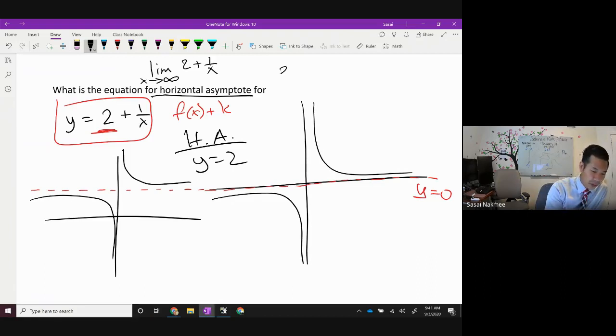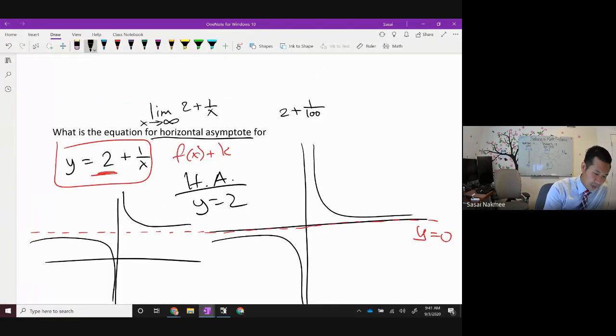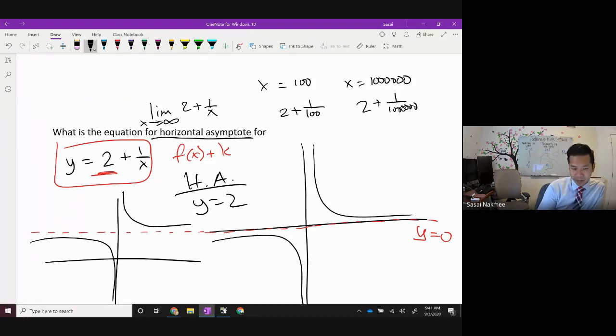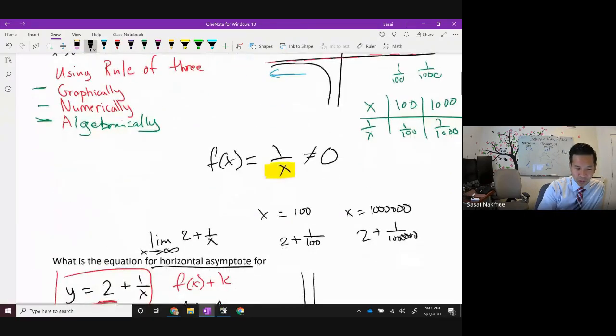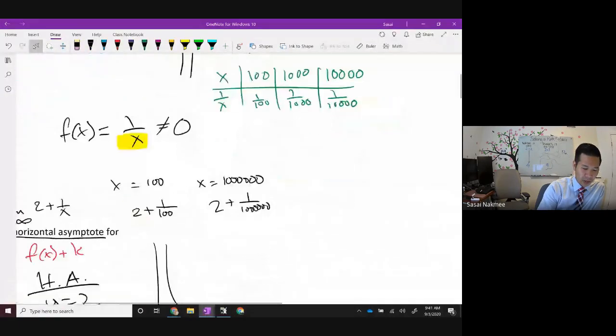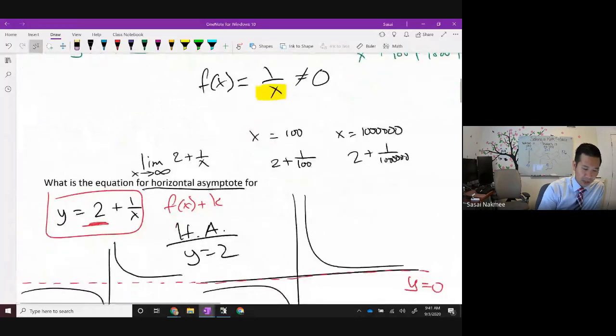So I can try it for 2 plus 1 over 100, for example. This is for x equal to 100. We could try it again for x equal to a very large number, like a million, and that's going to equal 2 plus 1 over a million. I'm hoping you're seeing what happens here, just like I did up here with 1 over x by itself. Like 1 over a billion, for example, is getting closer and closer to 0.